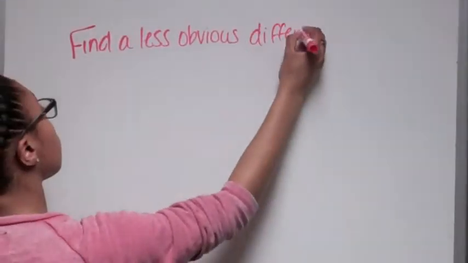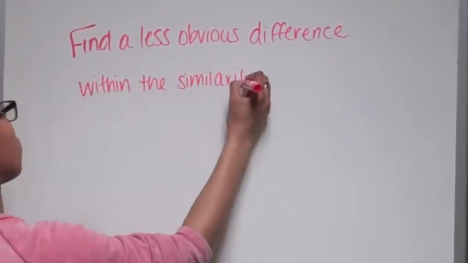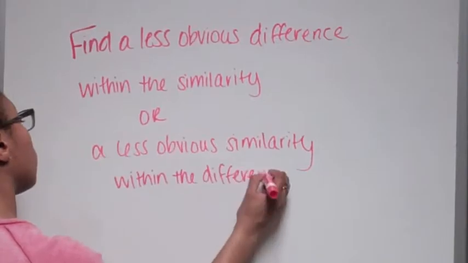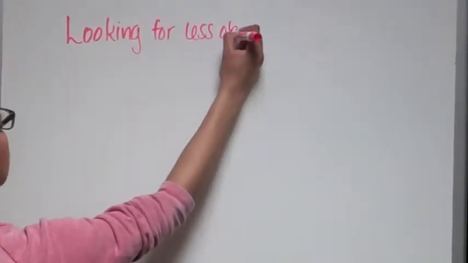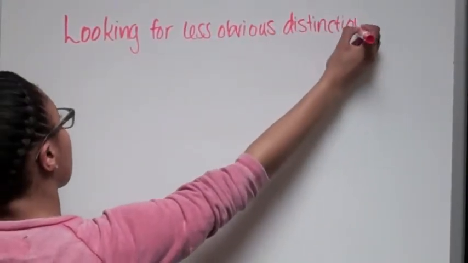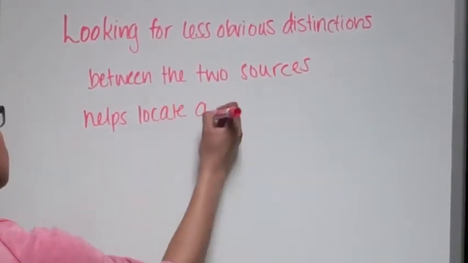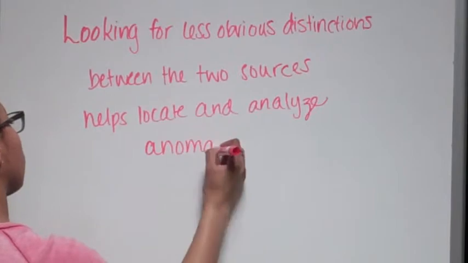Step 3. Now focus on finding a less obvious difference within the similarity, or a less obvious similarity within the differences between the two sources. If you're analyzing two things that are obviously similar, looking for less obvious distinctions between the two sources helps locate and analyze the anomalies, making for a more interesting paper.